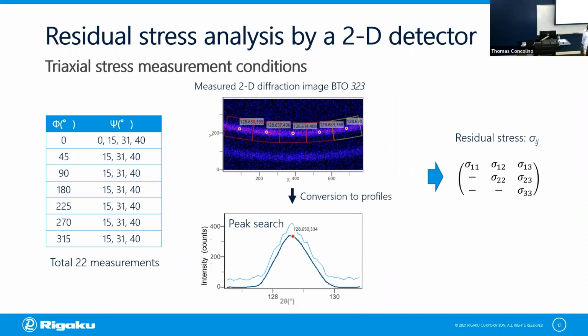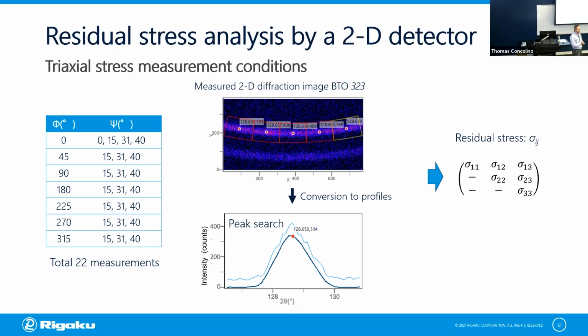This is the 3 by 3 stress tensor, starting from sigma 1,1, 2,2 along the y direction, and 3,3 calculated from the sample surface. And then the shear stress components like 1,2, 1,3, 2,3. Those stress components can be determined by this triaxial method.